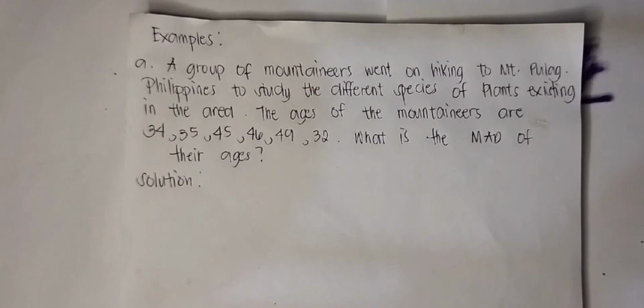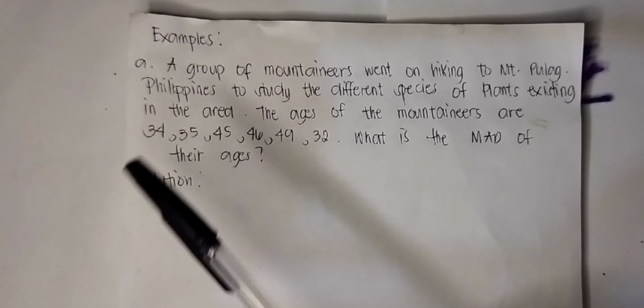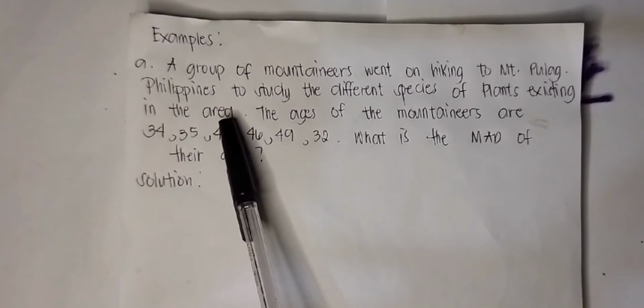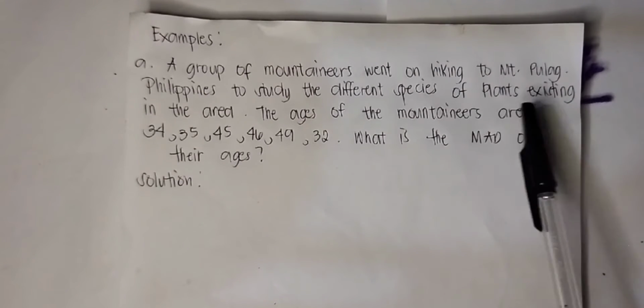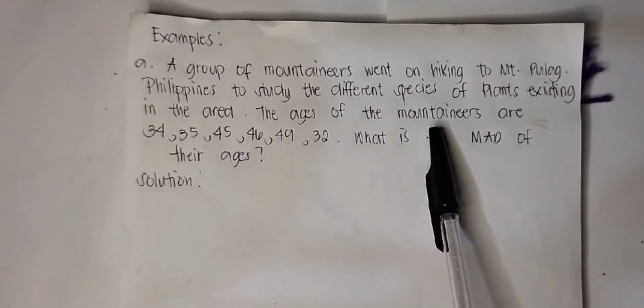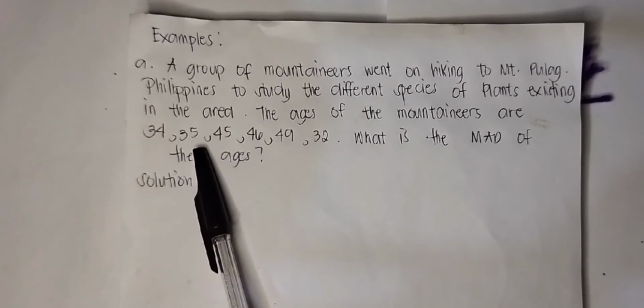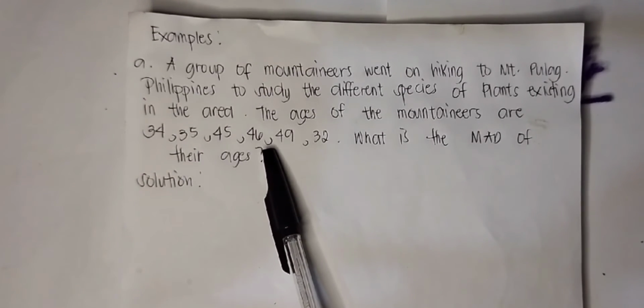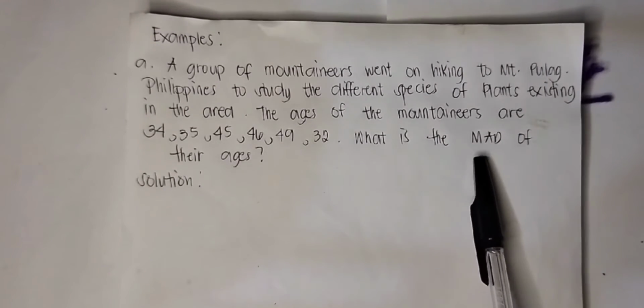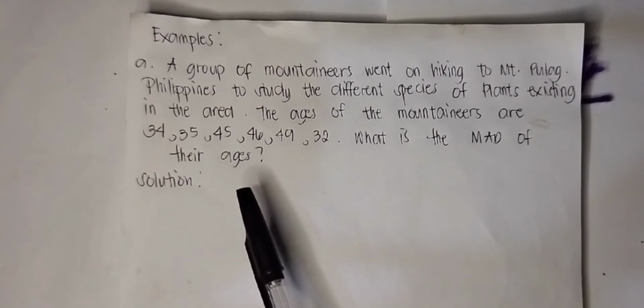So let us look at the examples. In example number 1, a group of mountaineers went on a hike to Mount Pulag, Philippines, to study the different species of plants existing in the area. The ages of the mountaineers are 34, 35, 45, 46, 49, and 32. So what is the MAD or the mean absolute deviation of their ages?